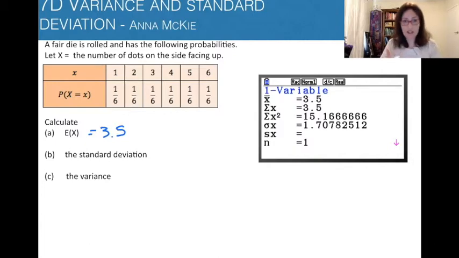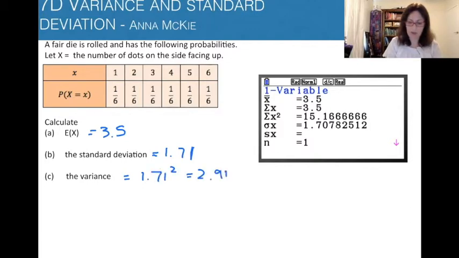So that's your average of what you expect to happen. Now, you can never roll 3.5, but what it's saying is that if you conducted this over time and looked at what your average would be, it would be 3.5. The standard deviation, as you can see here from the screenshot, is 1.71, let's put. And to calculate variance, you square that number. You take that 1.71 and you square it, so you get 2.917.